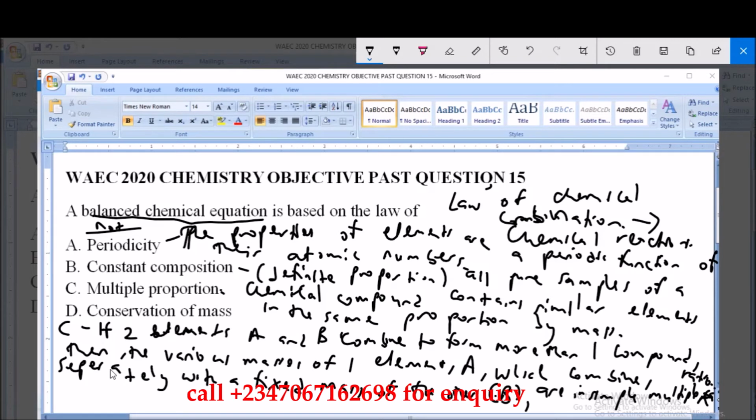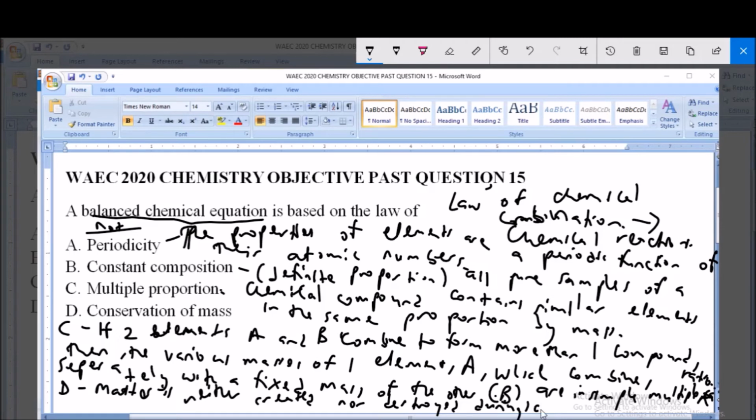Then lastly, the law of conservation of mass states that matter is neither created nor destroyed during chemical reactions, but changes from one form to another. So those are the laws given to us.